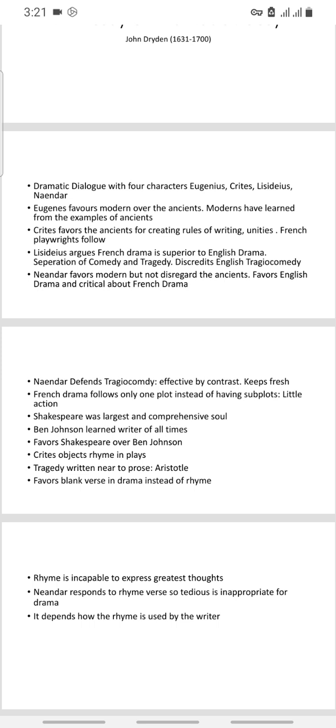But it is all in the hands of the writer who is writing the play. If he is using rhyme scheme in an appropriate way, it will be liked by the audience. And if he is using rhyme in an inappropriate way, definitely it will not be appreciated by the audience. So it can be a mixture of rhyme and blank verse, it can simply be blank verse, it can simply be prose, but the purpose is that it should attract the reader or the audience.